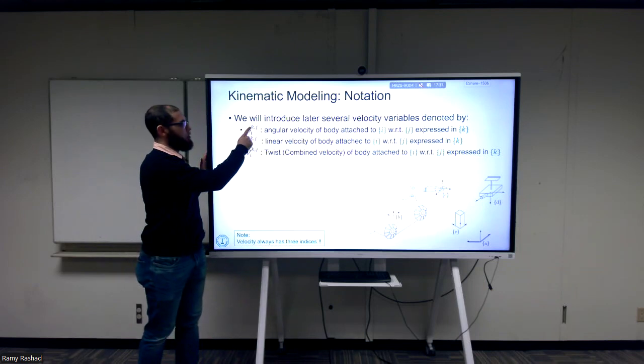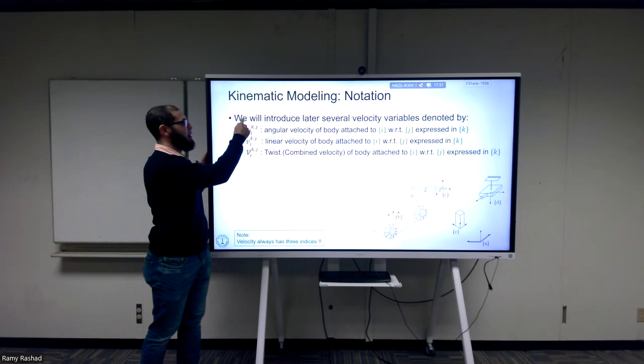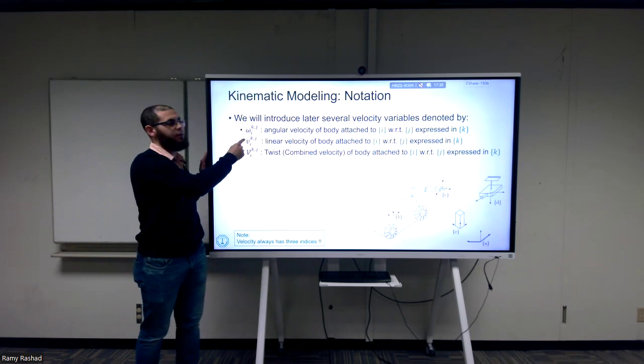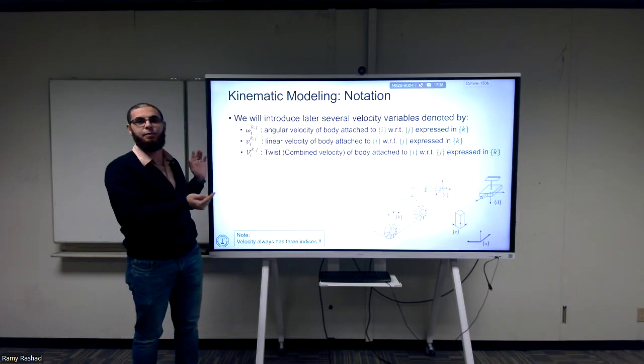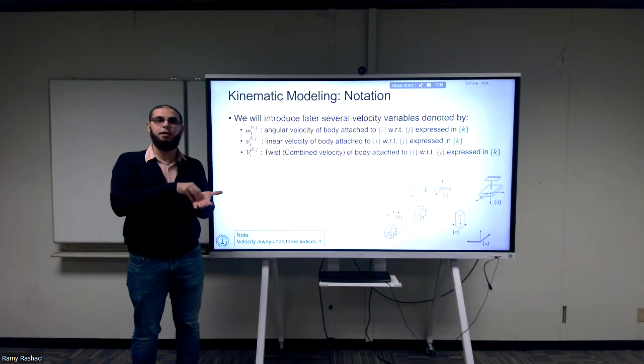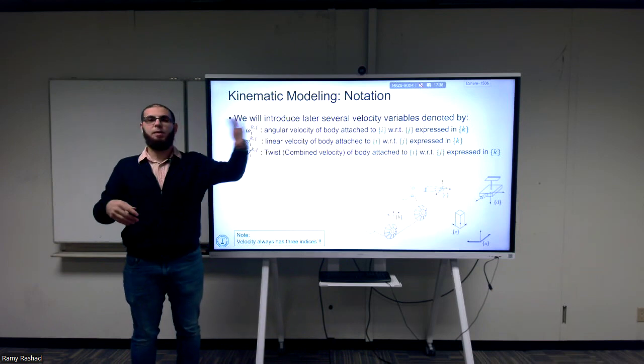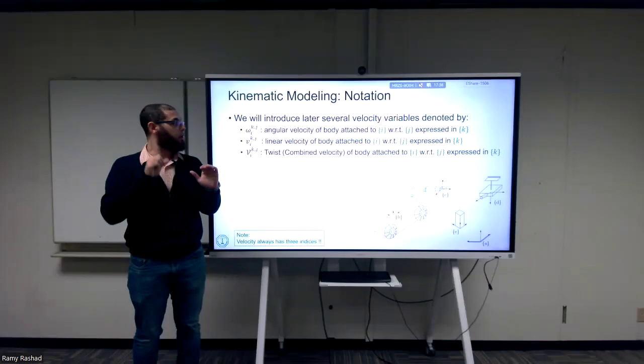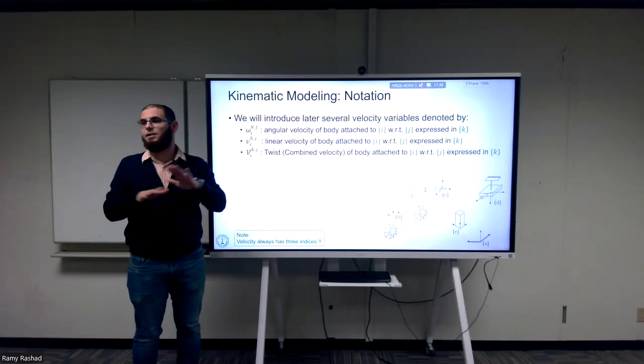Omega I, J, I, for example, is the angular velocity of frame I with respect to frame J expressed in frame I. Omega I, J, J is the angular velocity of frame I with respect to frame J expressed in frame J. And I can have omega of I with respect to J expressed in frame K. That's completely natural, okay? In this way, you're not going to make any mistakes.